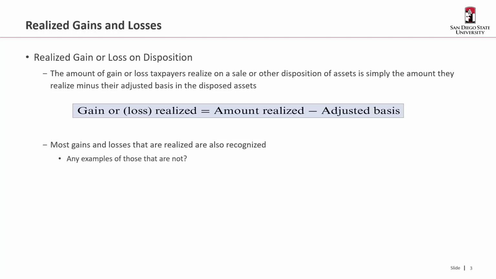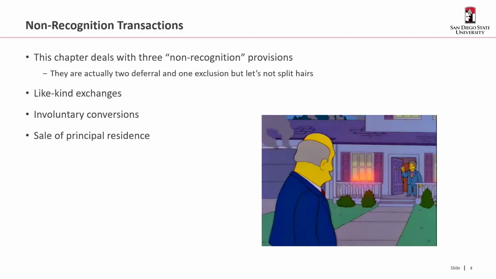And we've learned thus far that most gains and losses that are realized are also recognized. But we have had a few examples of some that are not. For example, wash sales, losses on a wash sale. Those are not recognized. How about losses to related parties? Not recognized. Or personal losses? Not recognized. So we're not in brand new territory. We're just looking at some new items within the same territory.